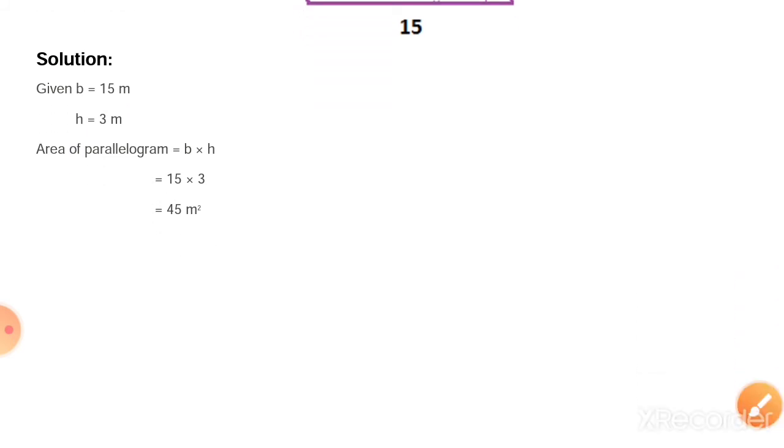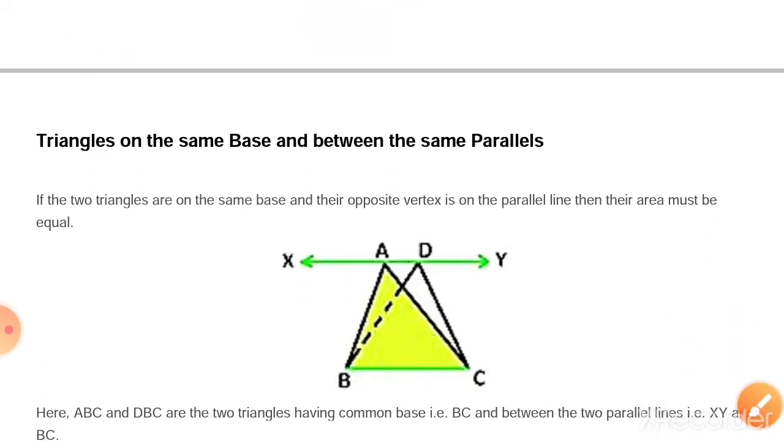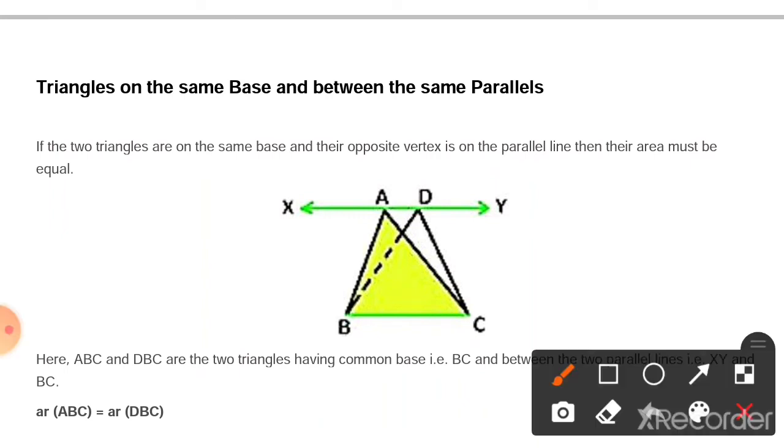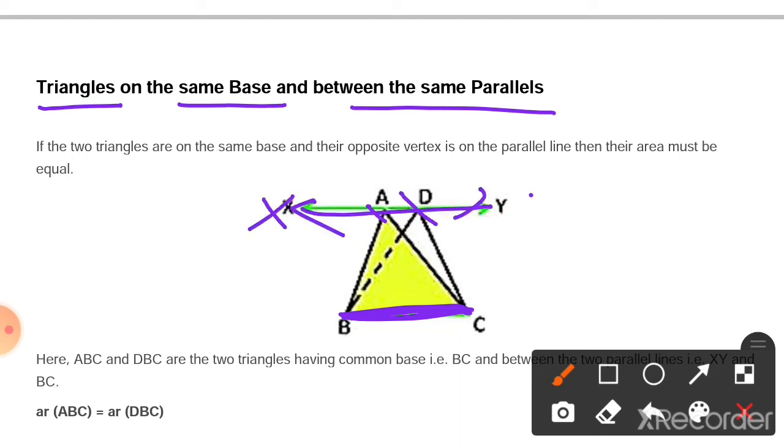Thank you. Chalo, next, the shapes. Like we discussed parallelograms, now triangles on the same base between the same parallels. First of all we check whether the given triangles are on the same base or not. So let's see. The green line indicates BC, the same base of the two triangles, and vertices A and D are on the same line called XY.